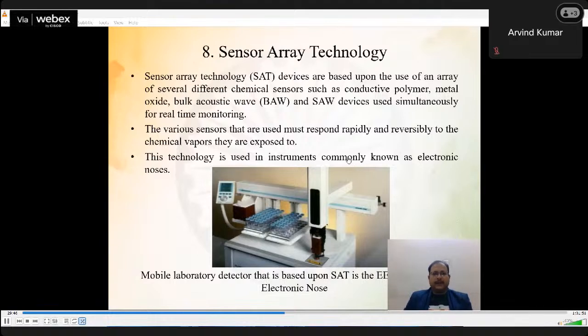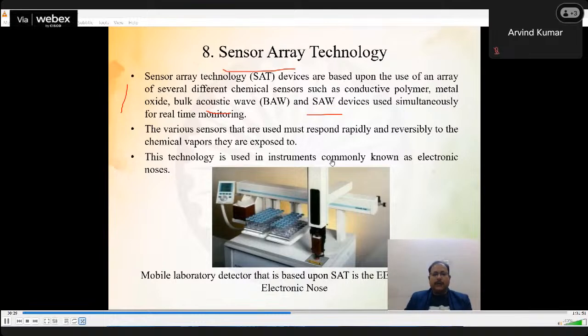Next, the eighth one is sensor array technologies, SAT. Sensor technology is based upon the use of an array of different chemical sensors such as conductive polymer, metal oxide, bulk acoustic waves, and SAW devices we have already seen, used simultaneously for real-time monitoring. So you can easily say it is using different types of waves, polymers, and metal oxides with real-time monitoring. The various sensors used must respond rapidly and reversibly to the chemical vapors they are exposed to. This technology is used in instruments commonly known as electronic noses.